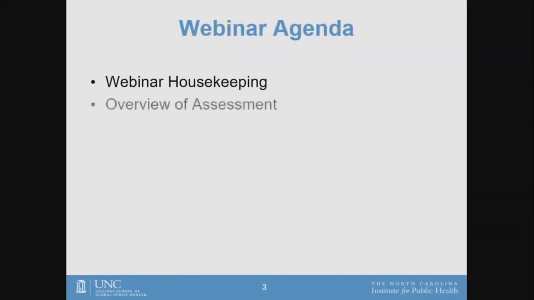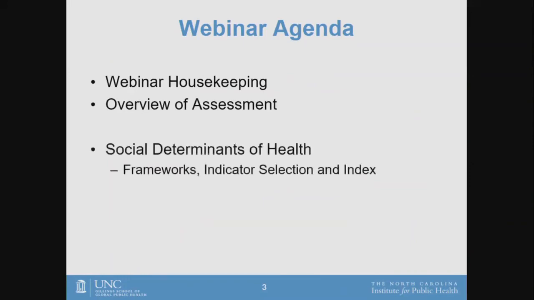I'm going to talk to you a little bit about what we're going to cover today. First, we're going to give a brief overview of the assessment that the North Carolina Institute for Public Health conducted for the John Rex Endowment. Then we're going to talk about the development of the story map, which we're going to give a quick demo of today, and the development of an asset map, which we will also demo.